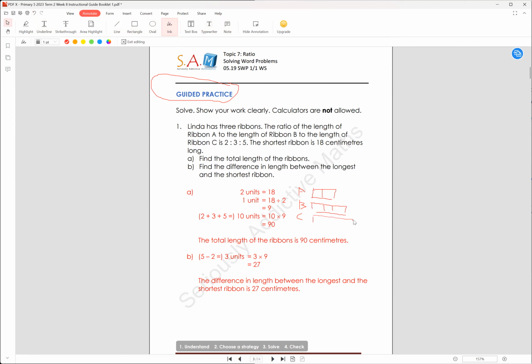Okay. So make sure they are familiar with drawing this, so they can see the relevance of the bar model and ratio, units. Okay, so what else? And then the shortest ribbon is 18 cm, so that means this is 18. Okay, then after that, they can write the steps here. Following this, they should be able to answer this question: the difference between the length of the longest and shortest ribbon. So longest is C, shortest is A, difference is 3 units. So it's about finding the value of 3 units.